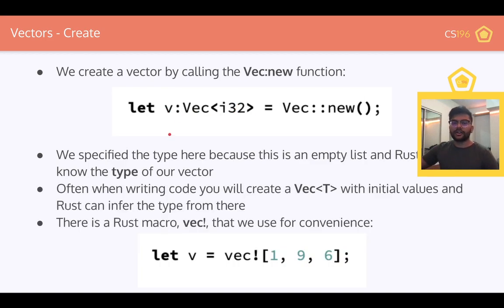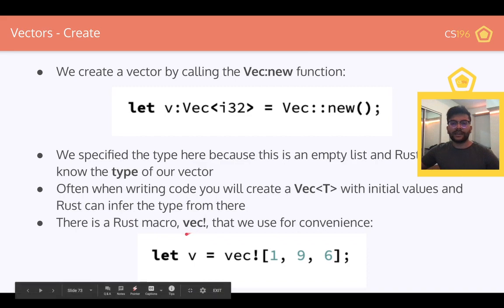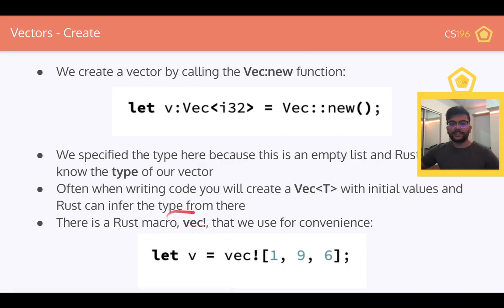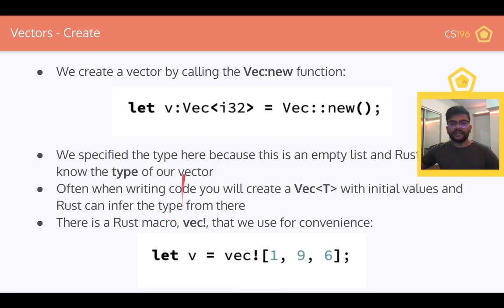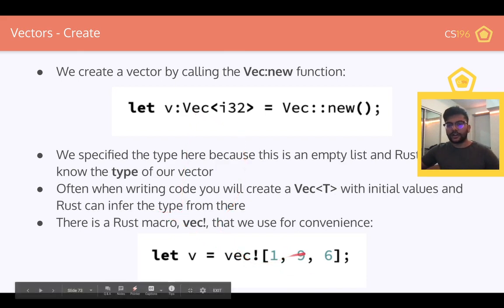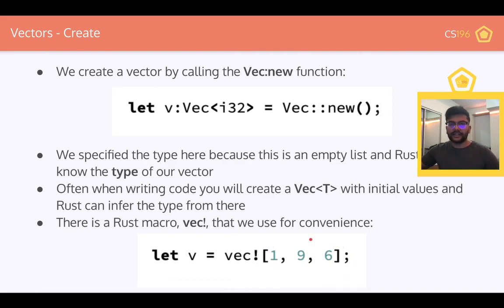But often when we're writing our code, when you create a vector, we will have initial values inside it, and Rust can just infer what the type of our vector is from there. So if we're initializing it with values already, we can use the Rust macro for convenience. This Rust macro vec exclamation mark, because the exclamation mark explicitly says it's a macro. So we say let v equal this vector, 1, 9, 6. And it'll probably, by default, use i32, because it can infer from the values here that this is an i32.